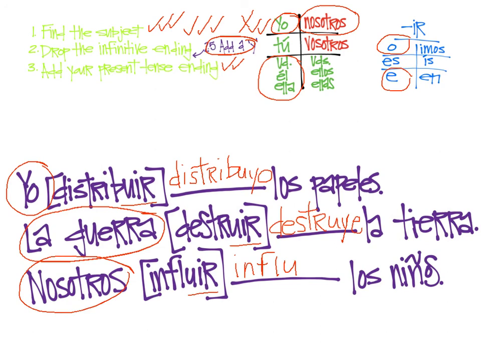Since we know that our subject is nosotros, we will now choose the nosotros IR ending, and that is imos. And we simply attach that to the stem of influir, and we are left with influimos. So your sentence here reads, nosotros influimos los niños. And that's it for your spelling change present tense review. If you would like more practice, you can check out the Prezi on my blog, or you can look at several of the activities I've provided you via studyspanish.com.